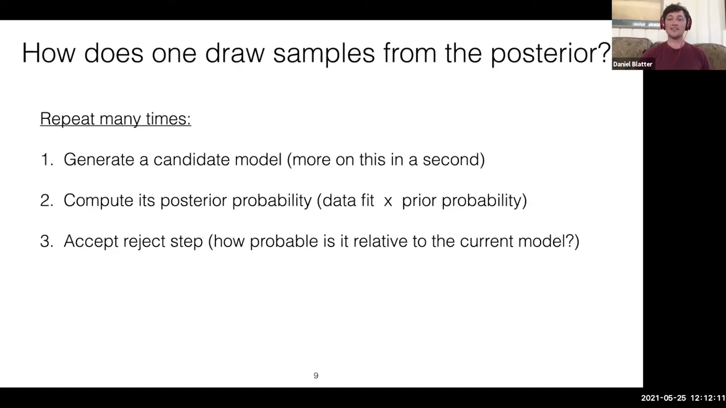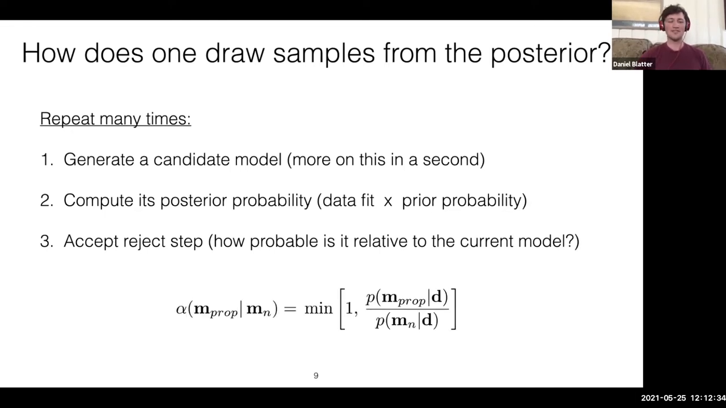All right, so how does one draw samples from the posterior? You repeat the following many times. First, you generate a candidate model somehow. More on this in a second. Second, you compute its posterior probability, which is its data fit essentially, multiplied by its prior probability. And then third, you perform an accept-reject step, where you either accept the model or reject it based on how probable it is relative to the current model. This is the most standard accept-reject criterion. This is the Metropolis-Hastings accept-reject criterion.